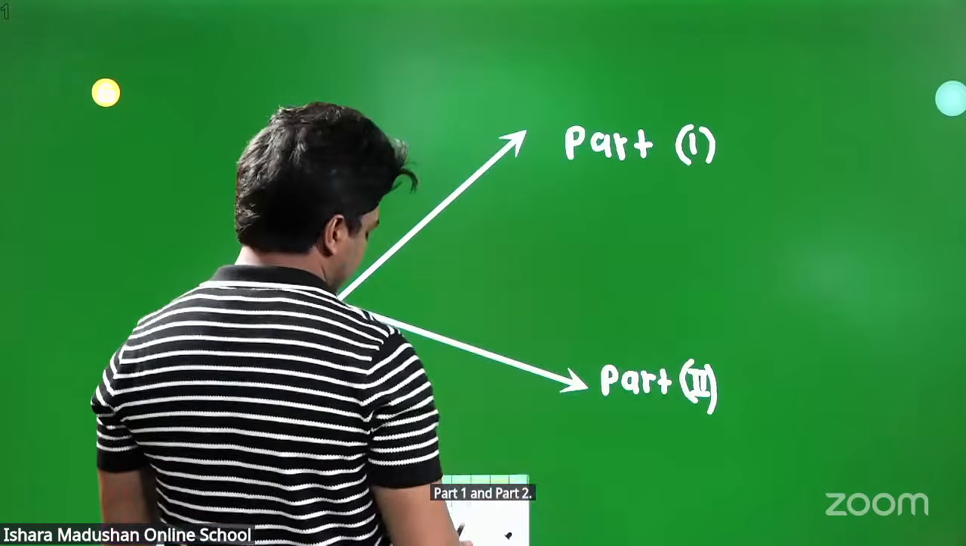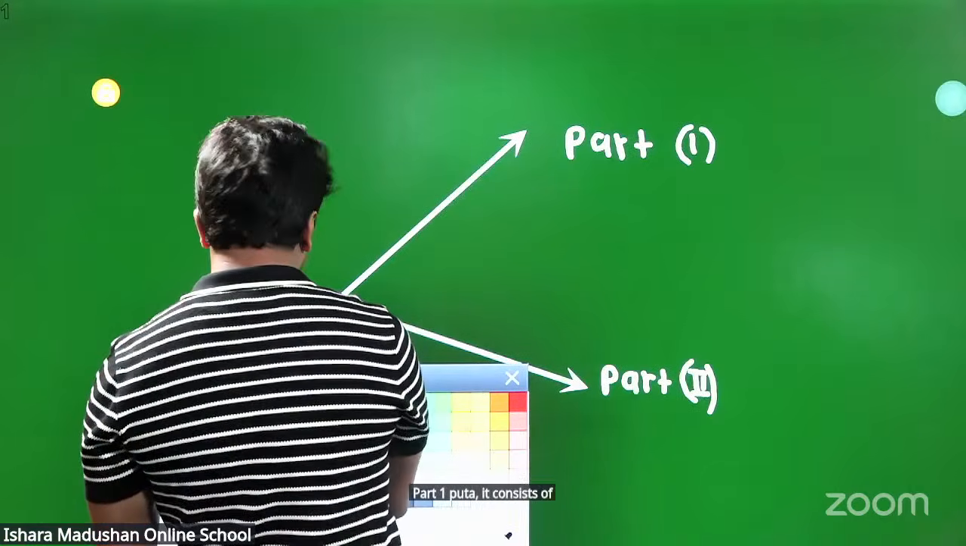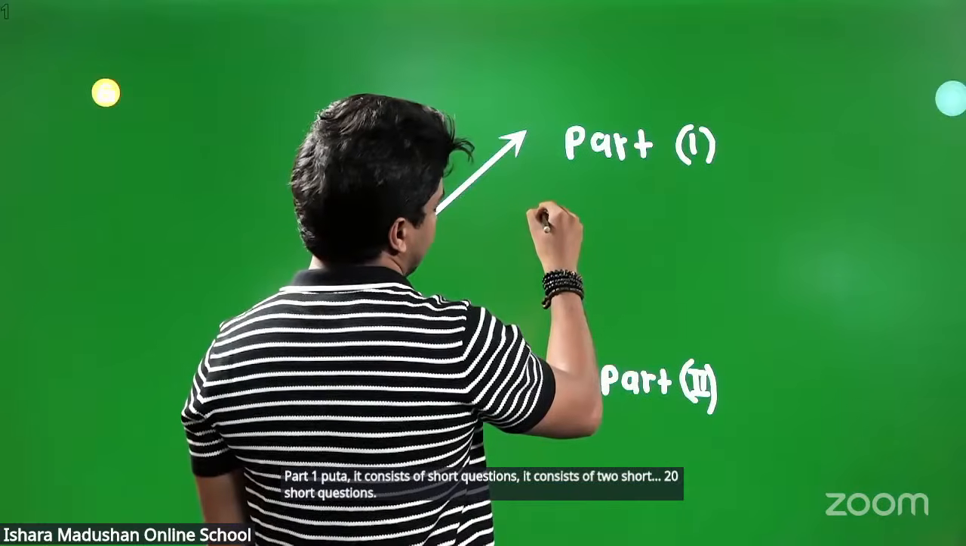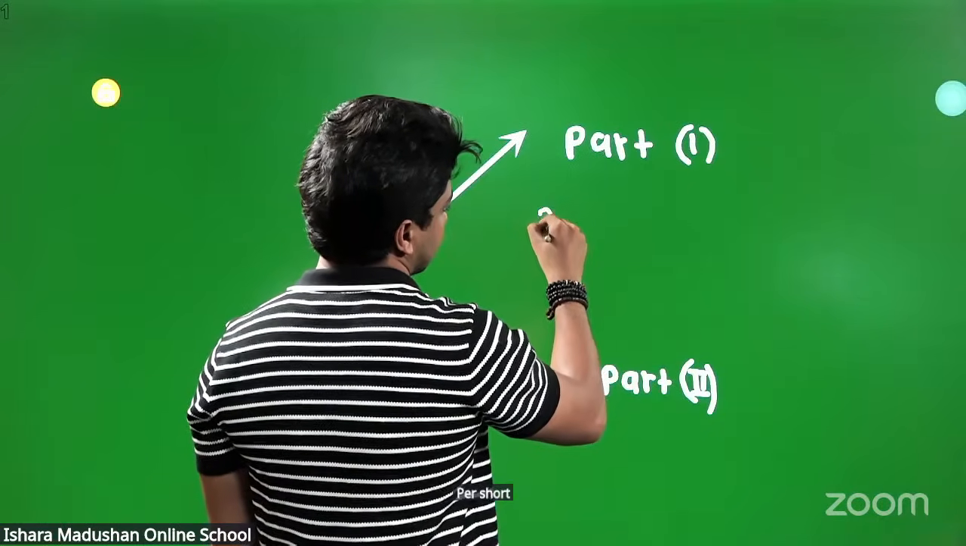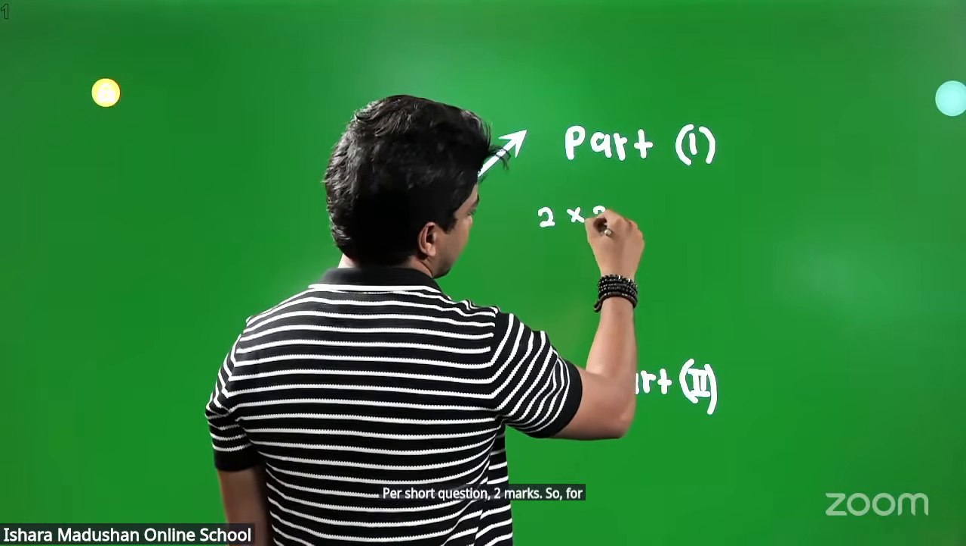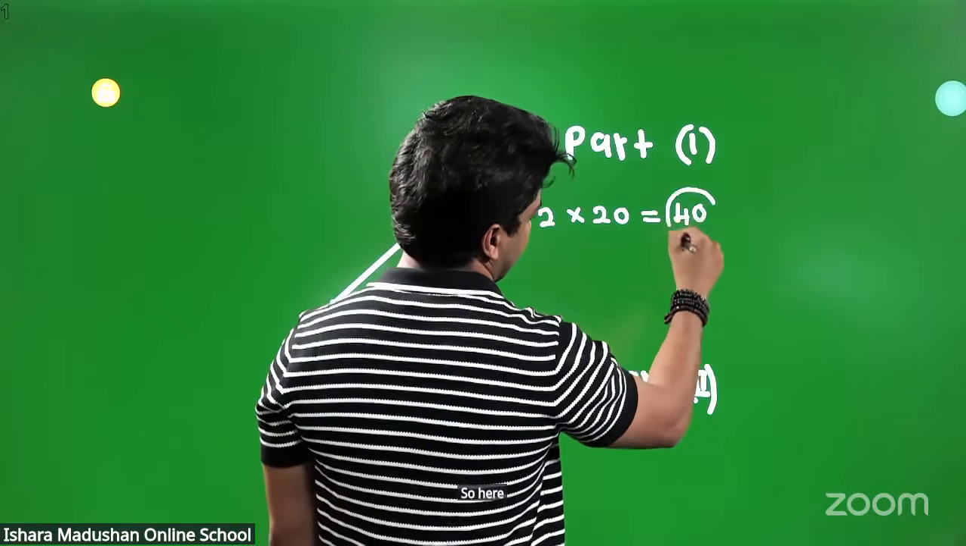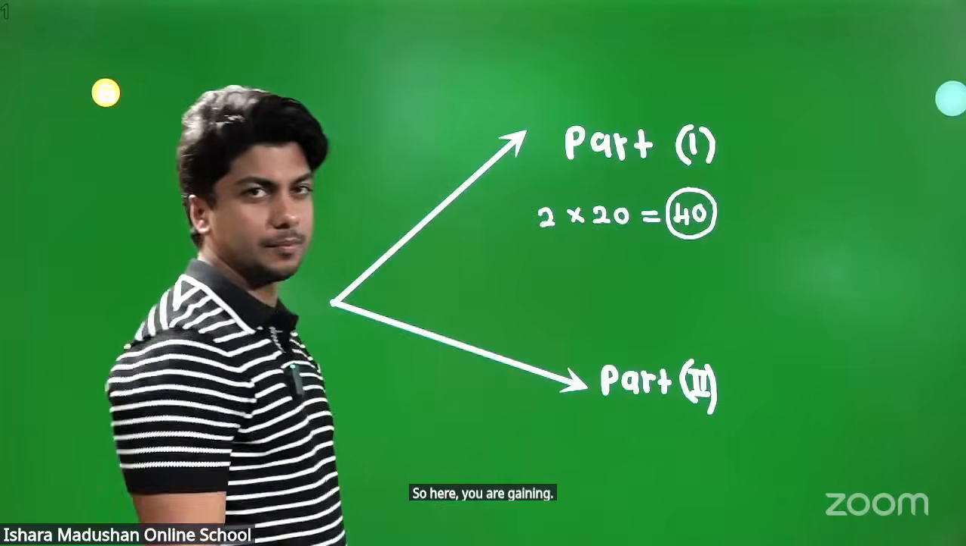Part 1, Puta, consists of short questions. It consists of 20 short questions. Per short question, 2 marks. So for 20 short questions, there are 40 marks. So here you are gaining 40 marks for part 1.